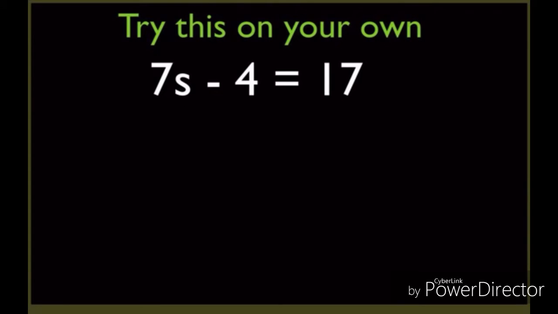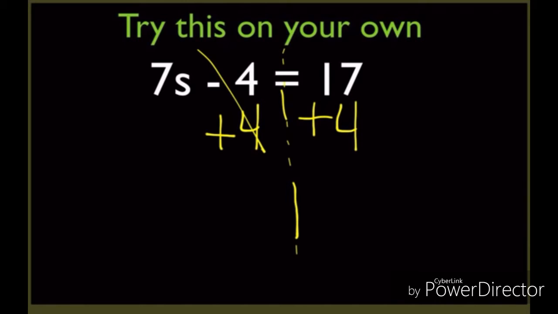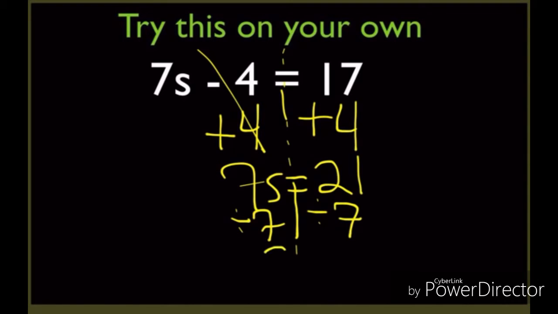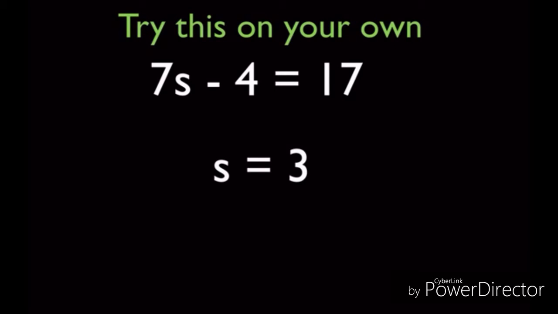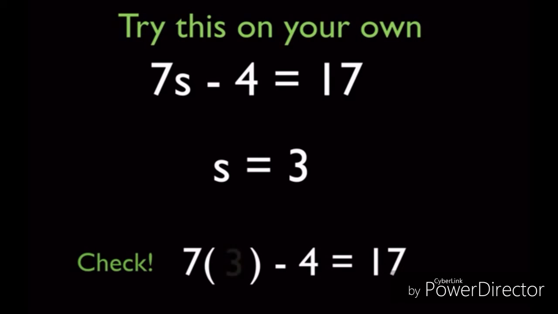Okay, so first step, I'm going to draw my line. I'm going to do the inverse of this piece right here, which is to add 4 to both sides. That's going to give me 7s on the left side equals 21. Dividing by 7, I get s equals 3. Now I'm going to plug that 3 back into my original equation. 7 times 3 is 21. 21 minus 4 is 17. So we know our answer is correct.